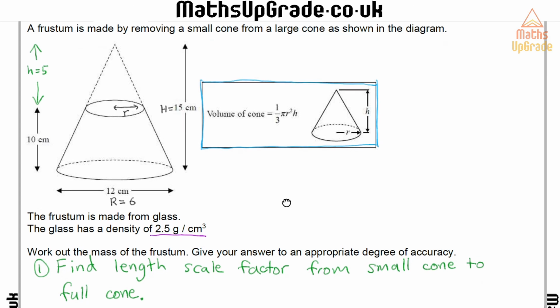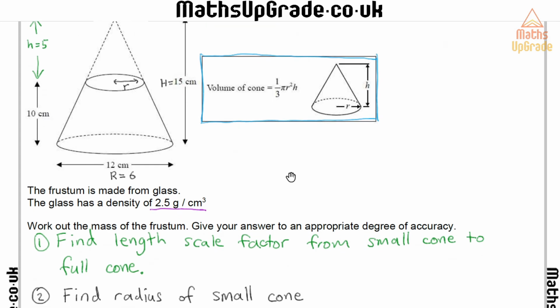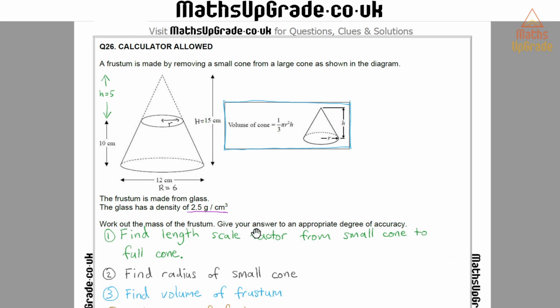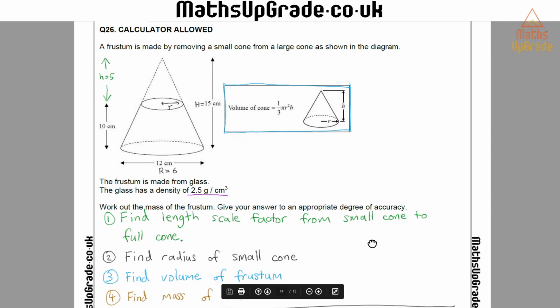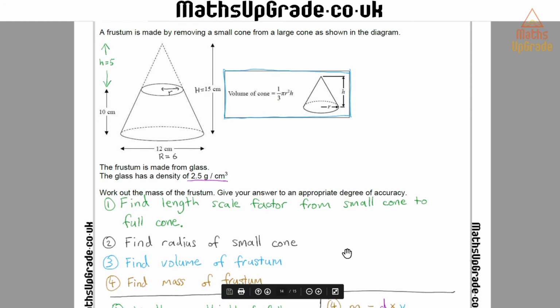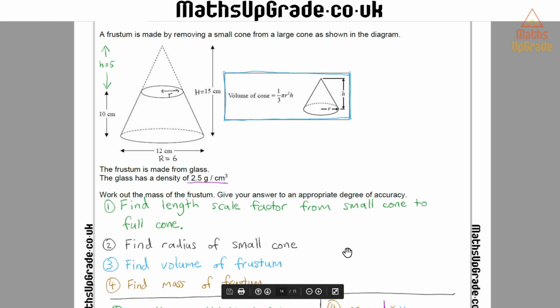So here are my steps for this question. I'm going to find the length scale factor from the small cone to the full cone. That's a necessary step for this question. Then using that, I'm going to find the radius of that small cone, this radius here. Then I can find the volume of this frustum, and I can find the mass of the frustum. And finally I can round my answer. So let's do that now.